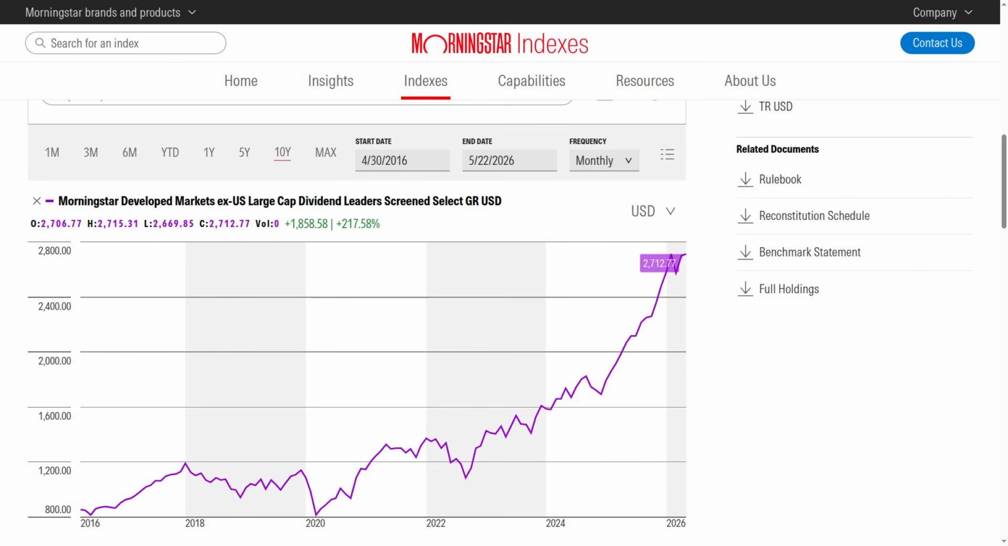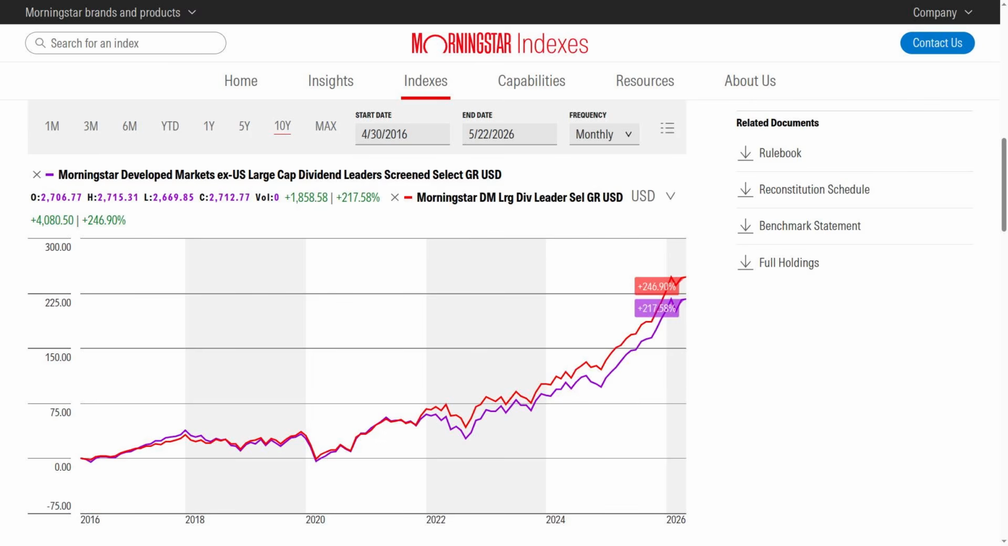Let's also quickly check how this ex-US index performed compared to the classic Morningstar Dividend Leaders Index. With the U.S. companies included, the classic index delivered a slight outperformance of nearly 20%. So, leaving the U.S. out wouldn't necessarily have paid off in the past.